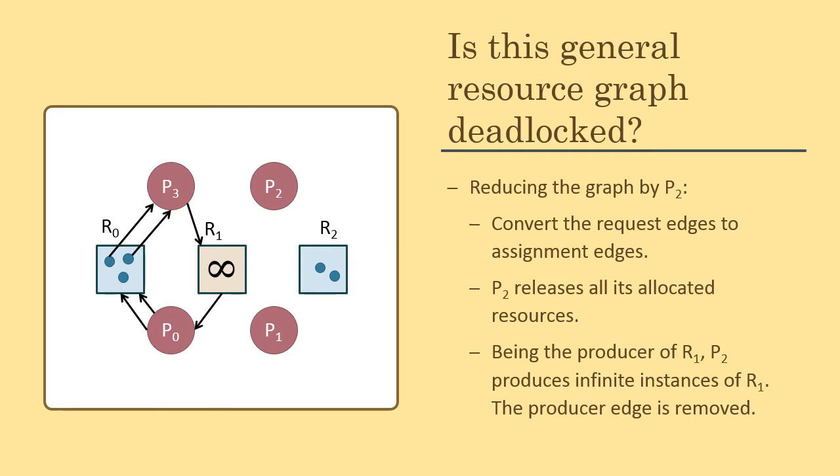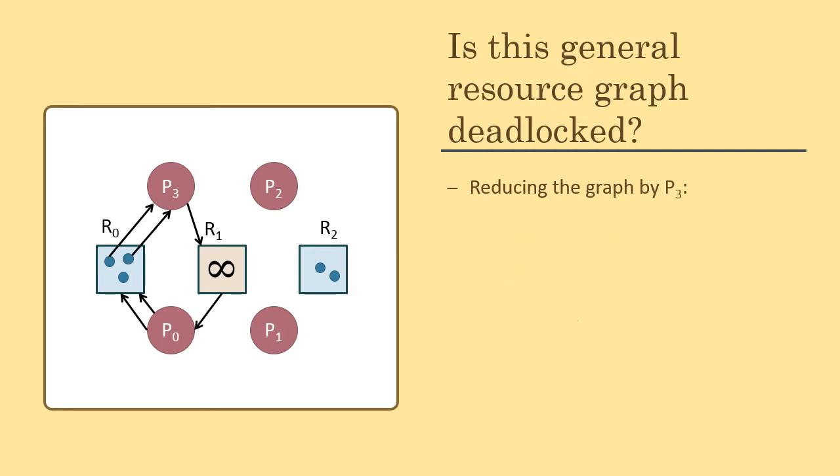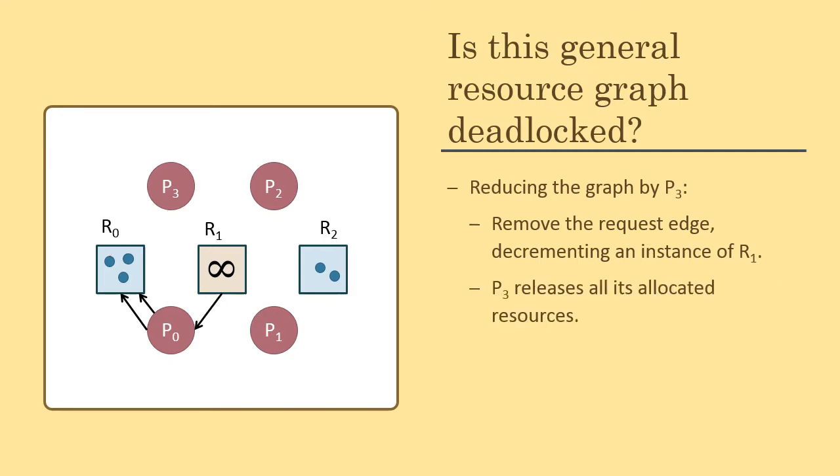No new process is unblocked by these actions. But remember, P3 has always been unblocked. Reducing the graph by P3. Remove the request edge, decrementing an instance of R1. P3 releases all its allocated resources. P0 has unblocked.